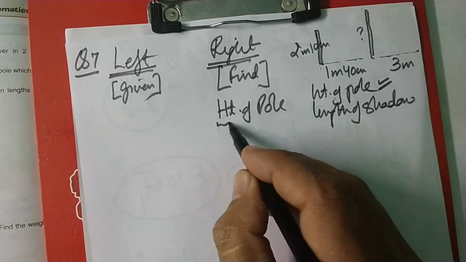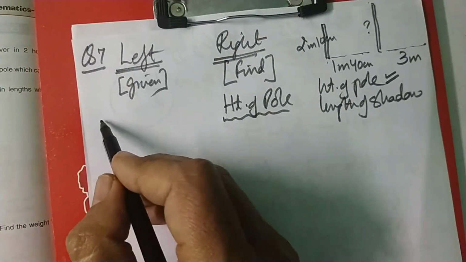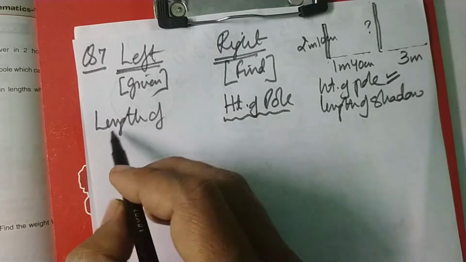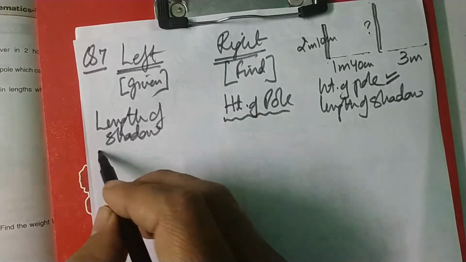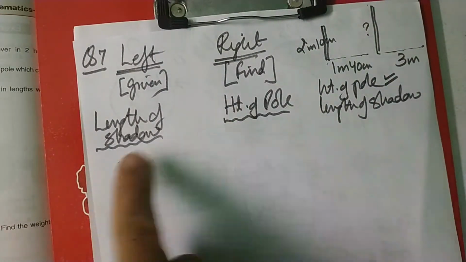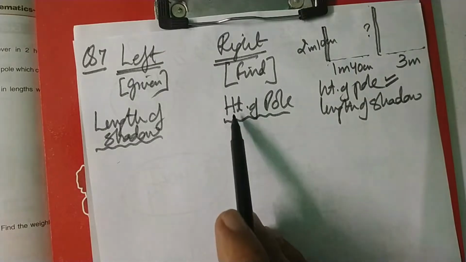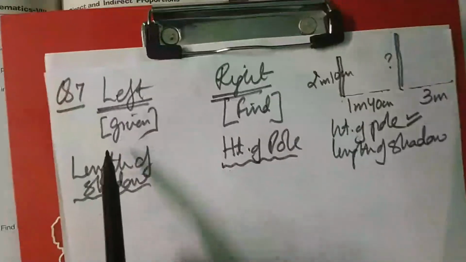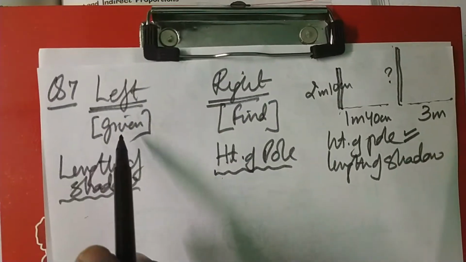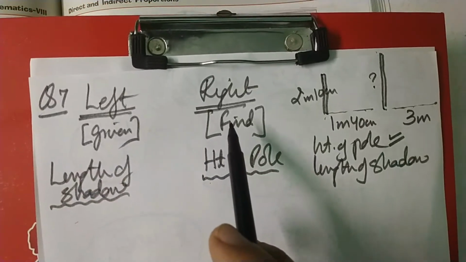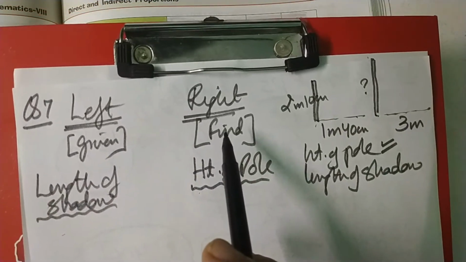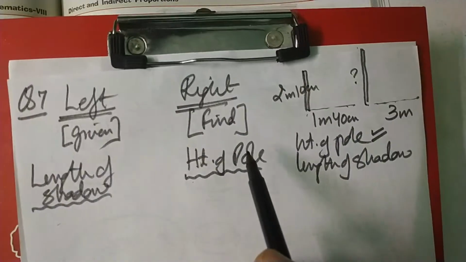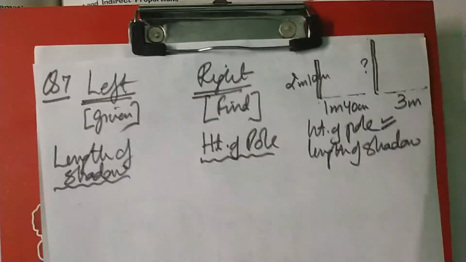On the right side I have to write height of pole, and on the left side I will write the length of shadow. Now understand why I have written this here. Why did I write height of pole here, and not length of shadow here? I have written here whatever is given in the question and whatever you have to find. The question says find the height of pole. Therefore, I have kept height of pole on this side and the length of shadow on this side.